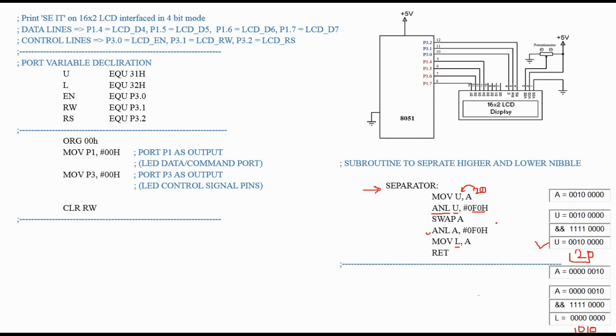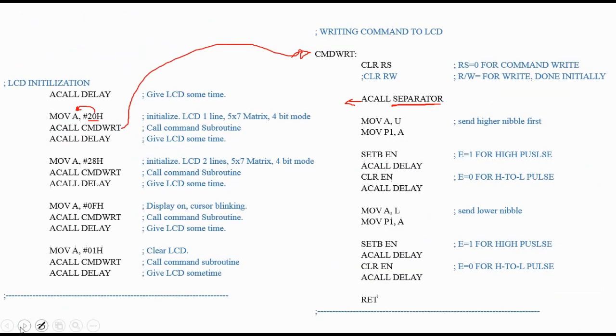After this, move the content of U into A and move A onto port P1. It means that we are moving the upper nibble first. So 2 0 means basically 2 will get moved onto port P1. After that, setb enable. We have made enable high and called delay, so it will remain high for some time, and then clear enable. We have made this enable 0 and it will remain 0 for some time. In this way we have toggled the enable pin.